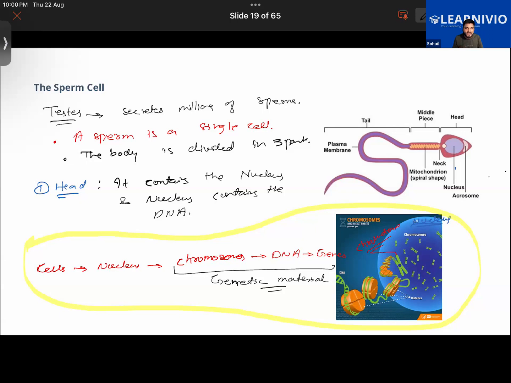In just 1 second, the testis can produce about 1500 sperm cells. Right after the semen has been released, the testis can produce about 1500 sperm cells in just 1 second. Okay, hope it is clear so far.